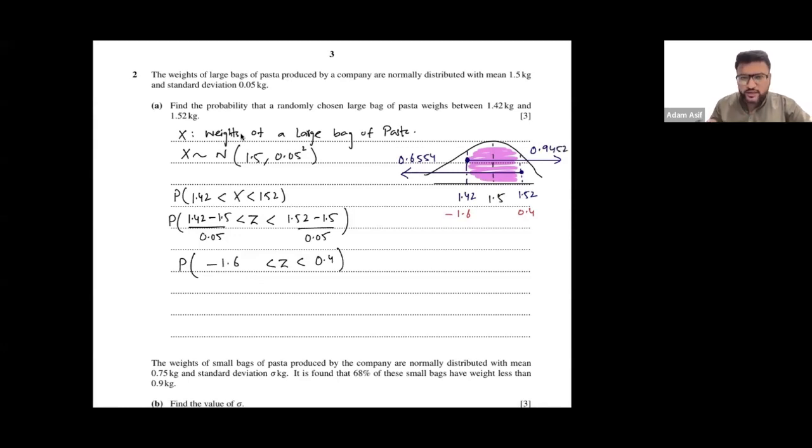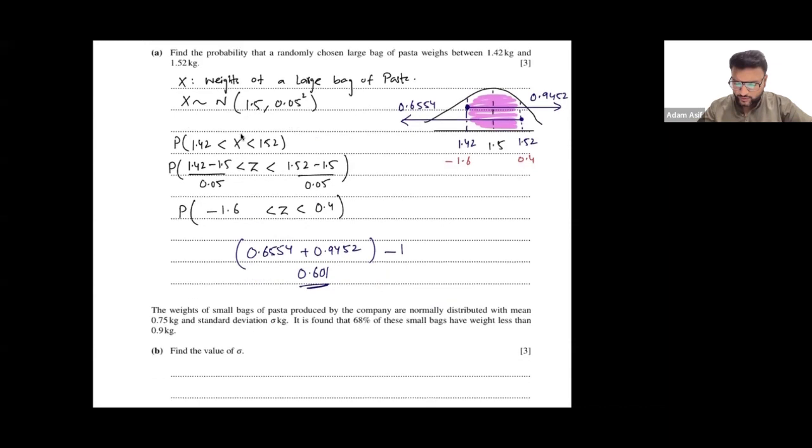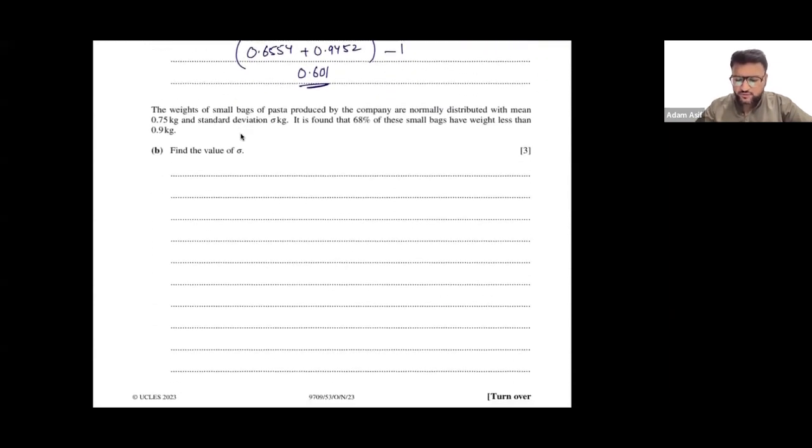To find the area between, you're going to add the probabilities: 0.6554 plus 0.9452 and subtract 1. So the area comes out to be 0.601. Okay, that's this area.